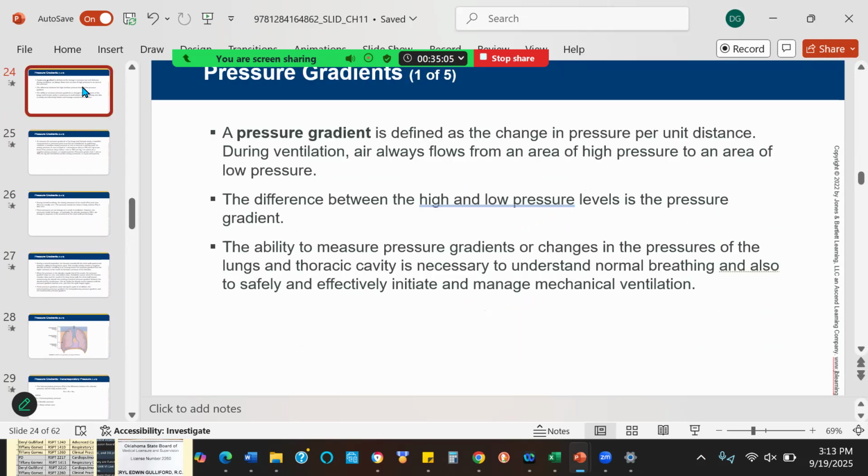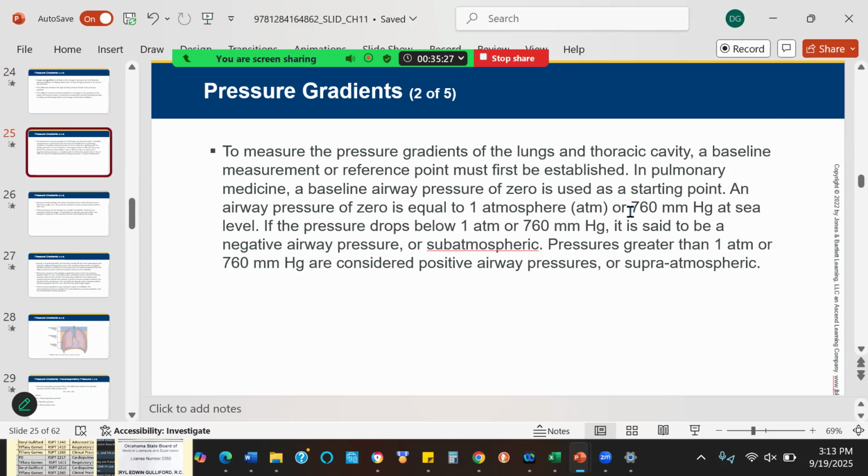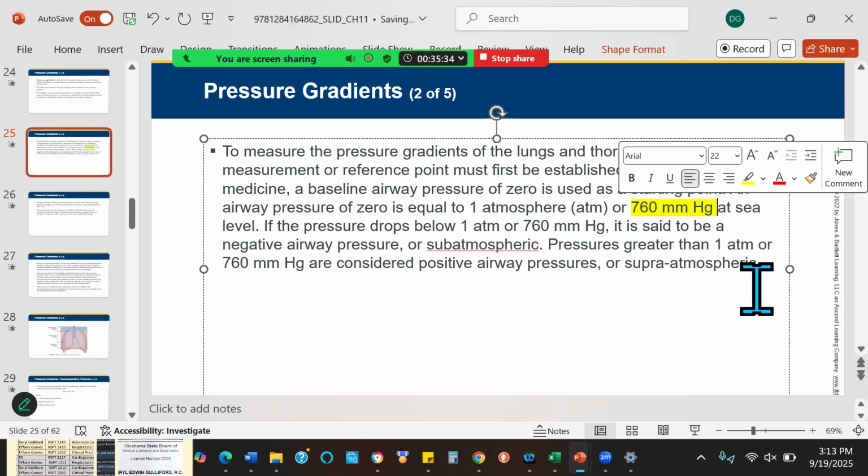Pressure gradients, that's a change in pressure per unit distance. And it's pressure gradients that really make things happen in the lungs. Pressure gradients from the outside atmosphere to in the lungs, pressure differences across the alveolar capillary membrane. This is how things get accomplished in the lung. 1 atmosphere is 760 millimeters of mercury. We've used that number multiple times now. Pressures greater than 1 atmosphere or 760 are positive airway pressures. So, we're really referencing everything against barometric pressure. When we say it's a plus 20 pressure, it means 20 above barometric pressure.